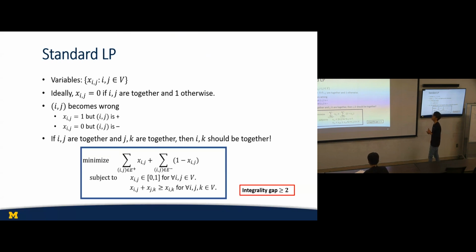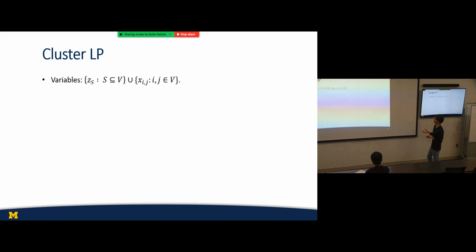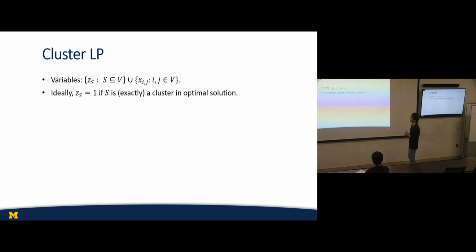At least our main conceptual idea was to introduce this LP, which is a strengthening of the standard LP. Apart from the original xij variables, I'm going to introduce 2 to the n variables, z sub s for every subset s. The intended meaning is that z sub s should be 1 if and only if s is exactly one cluster in the optimal solution. Not a subset, not a superset, just exactly one cluster in the optimal solution.